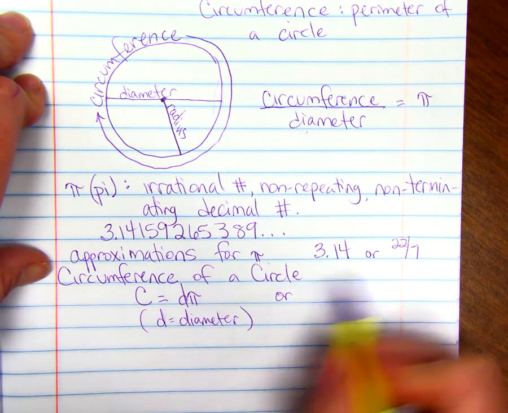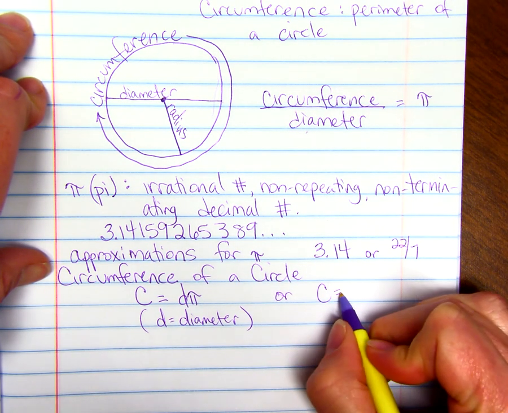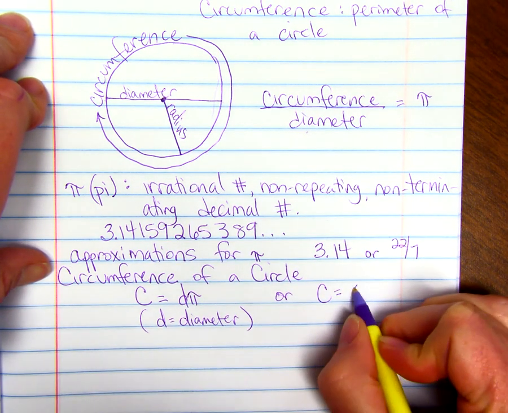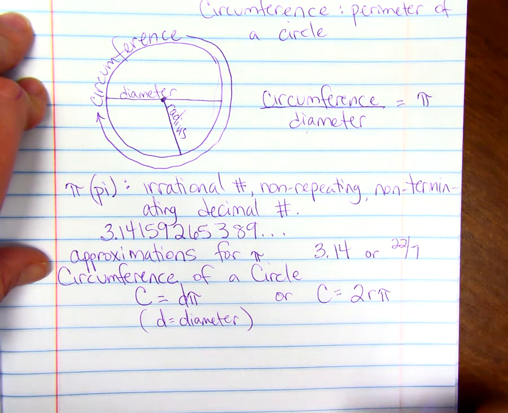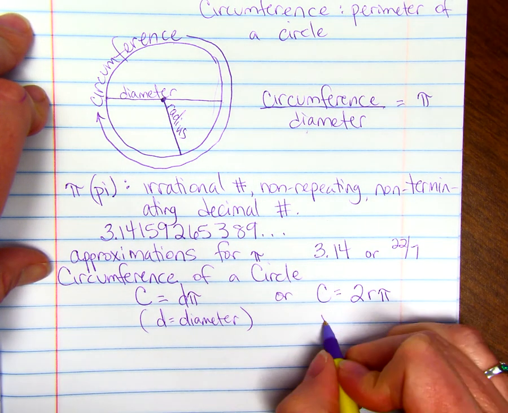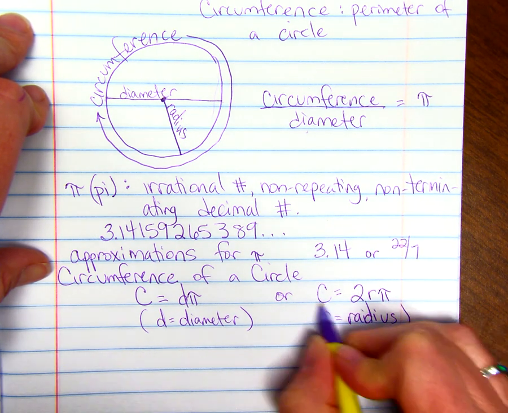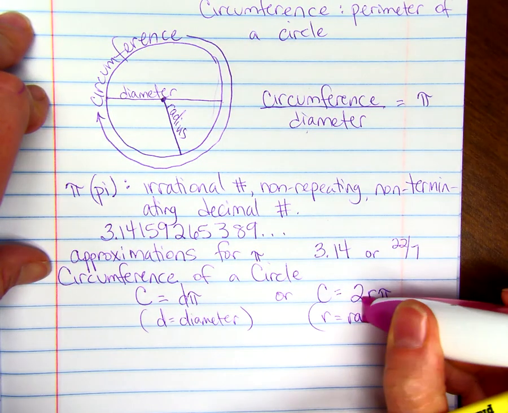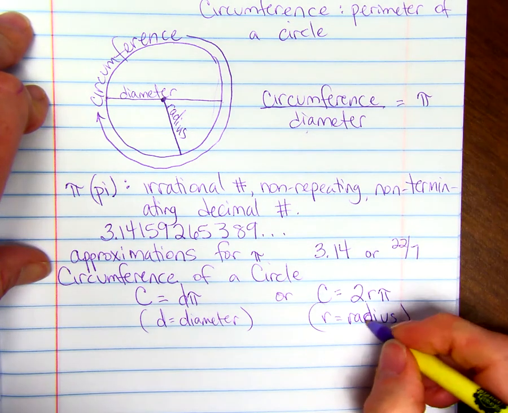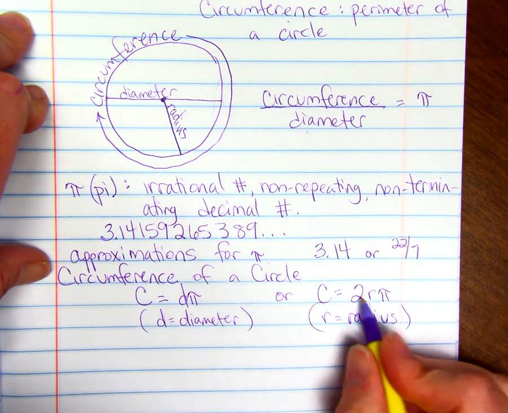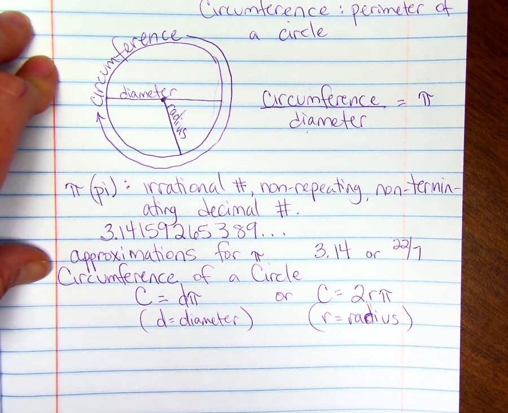Or, since the diameter is 2 times the radius, we could say it's 2 times the radius times pi, since 2 times the radius equals the diameter. So 2 times the radius times pi will also give you circumference.